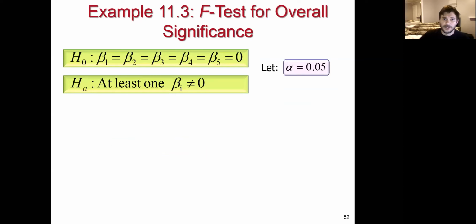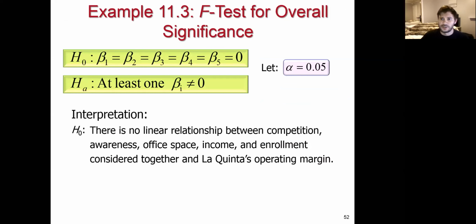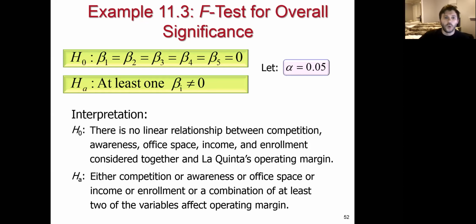Okay, and let's go ahead and use that 5% significance level here. So again, the null hypothesis is that there is no linear relationship between competition, awareness, office space, income, and enrollment considered together when using those variables to try to predict La Quinta's operating margin. Okay, and the alternative hypothesis, on the other hand, is saying that any one of those variables, competition or awareness or office space or income or enrollment or some combination, do actually affect operating margin in a predictive sense, in an explanatory sense.